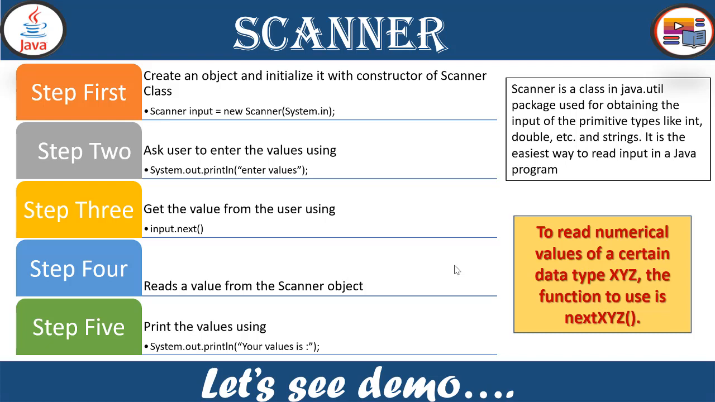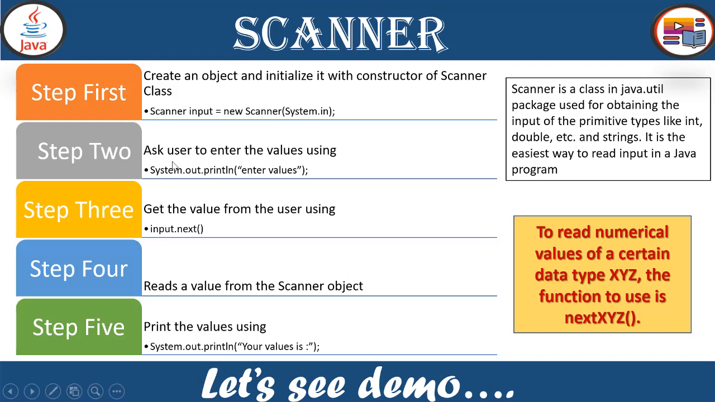First, we need to create an object of the Scanner class and initialize it with the constructor of the Scanner class, providing System.in as an argument, that is the standard input stream. So this is the example. You can see Scanner is the keyword, input is your object of the Scanner, so it can be anything. Equals, new is a keyword, Scanner is the constructor, and here System.in is your argument, which is the input stream.